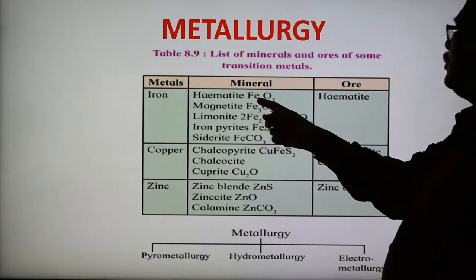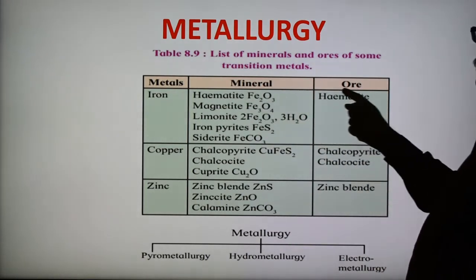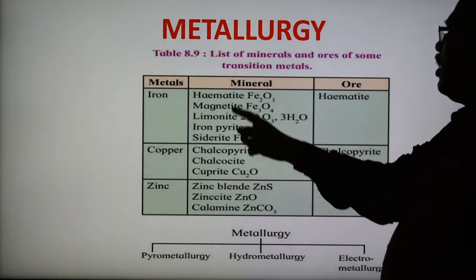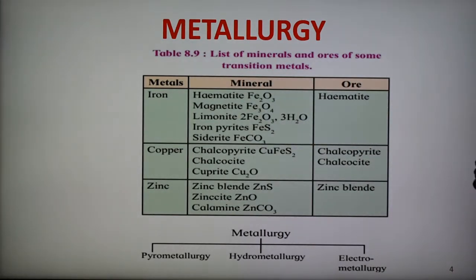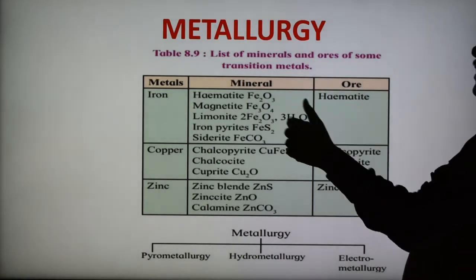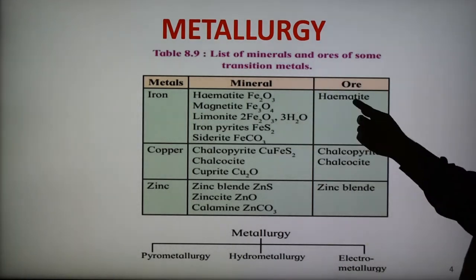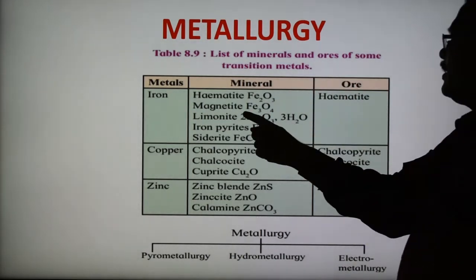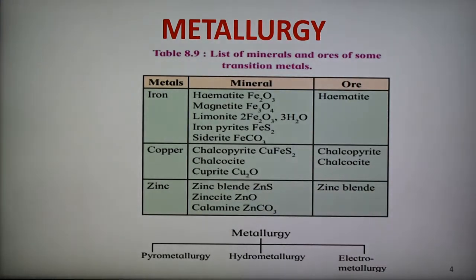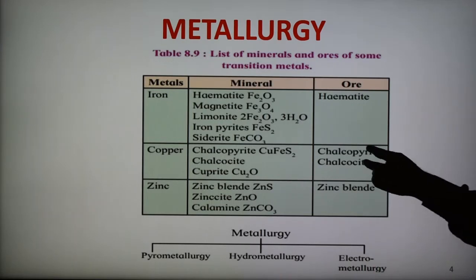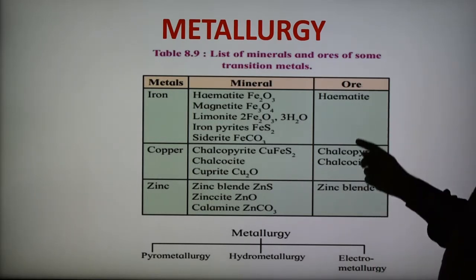Hematite is the main mineral. Out of these 5, all are minerals, but hematite is the mineral from which iron can be extracted profitably. Therefore hematite is the ore of iron. In a similar way, copper has three types: chalcopyrite, chalcocite, cuprite. But chalcopyrite is the ore of copper.